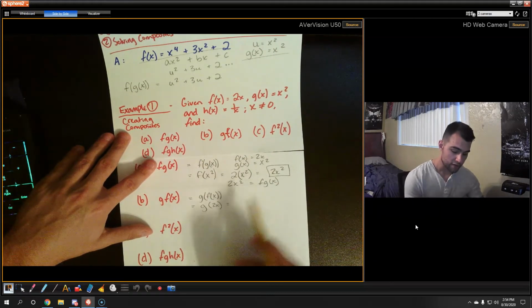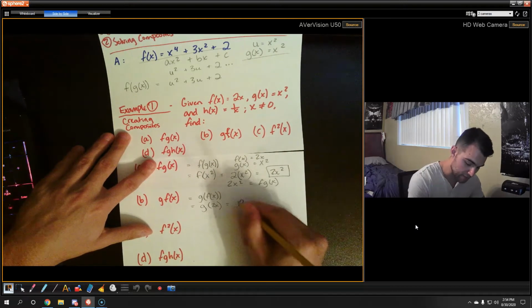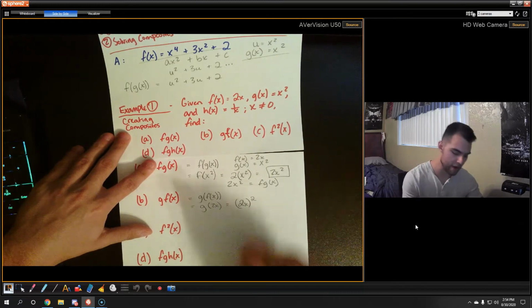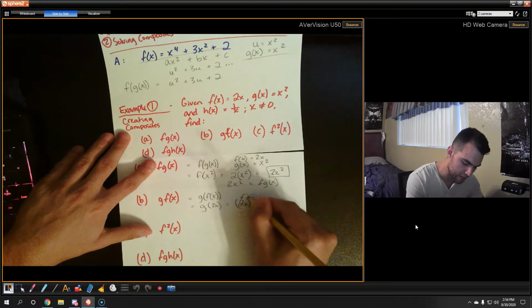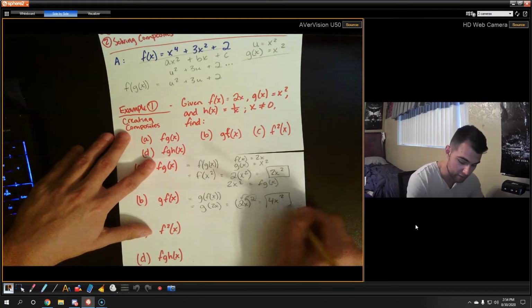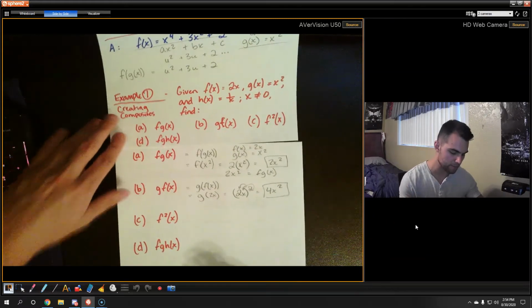And so g of x is x squared. So for x, I'm going to plug in my 2x. And now I square that. Using the power rule, this applies to the 2 and the x. So I have 4x squared, which is different than this guy up here. So the order definitely matters, okay?